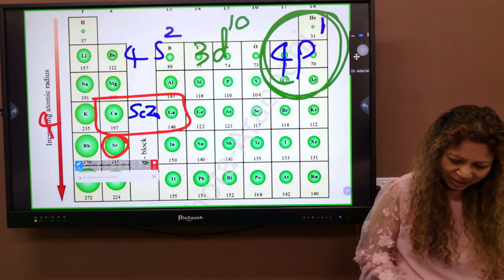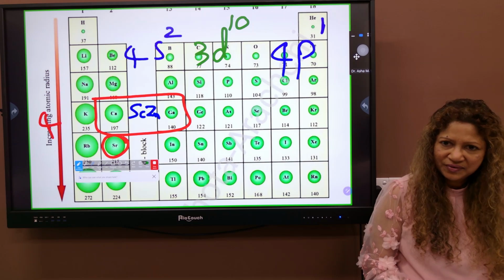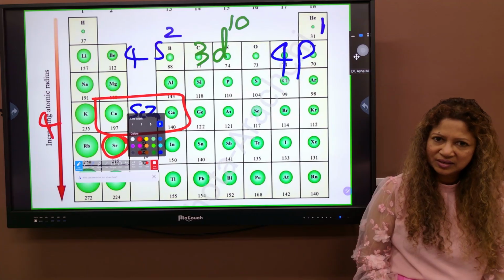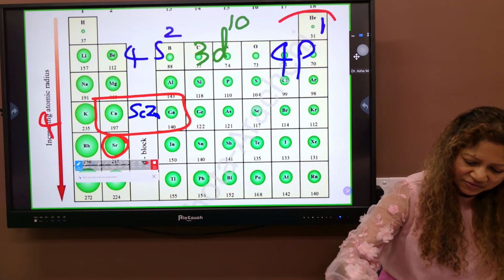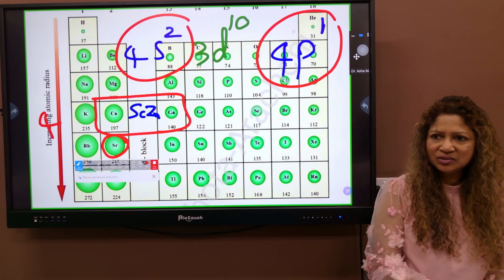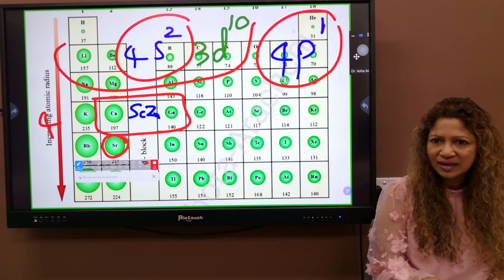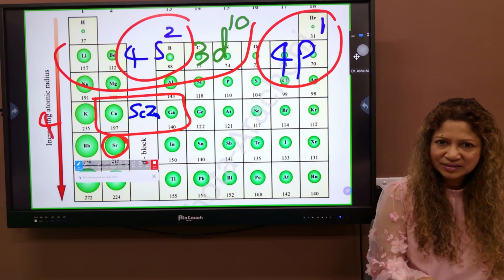Alright, now tell me, what is the inert configuration? How many electrons are you losing to get the inert configuration? You are losing 4p1 and 4s2. Understood? Up to 3d10, everything is there. Understood? What is that inner configuration?